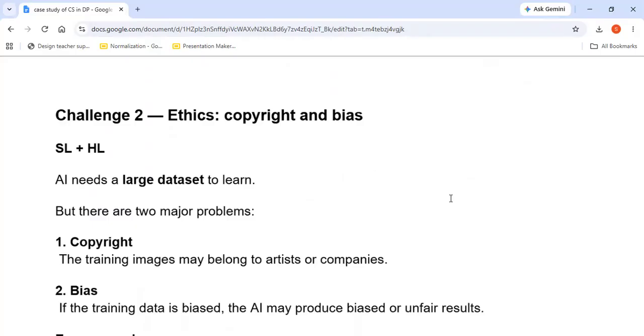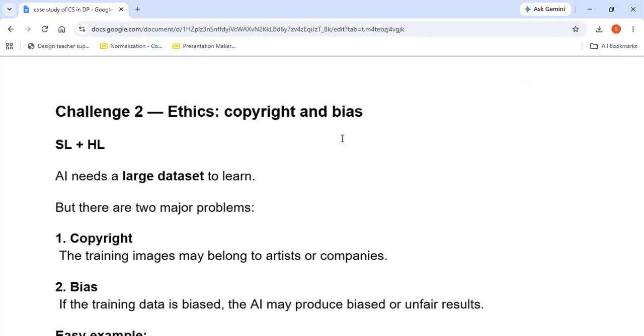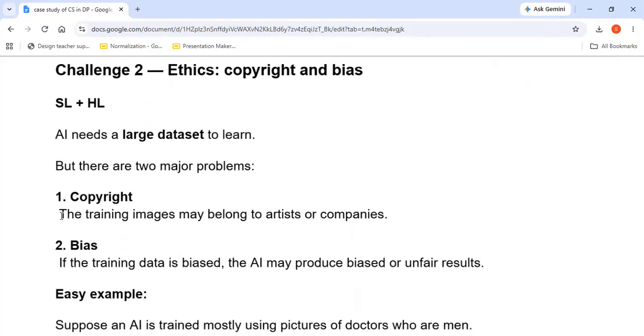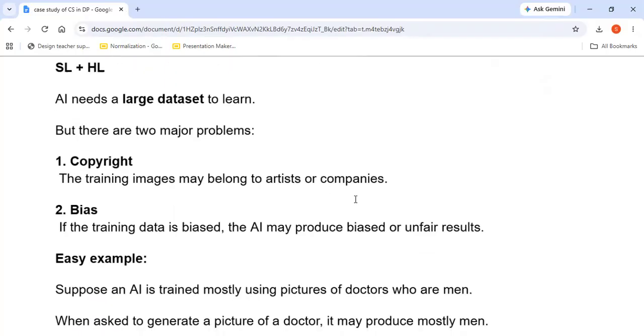Now, coming to challenge two, that is ethics, copyright, and bias. What is copyright? For doing all this training process, we need large data sets, that means the data set which consists of images. So there might be a copyright violation when we are getting the training images of so many artists or some companies.